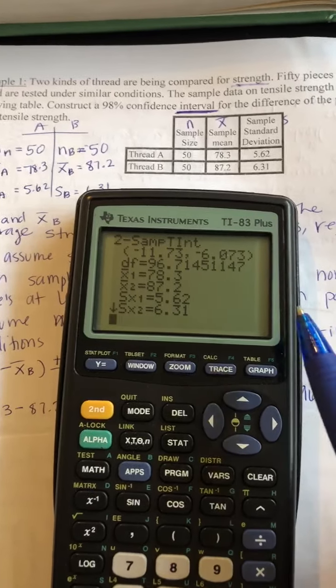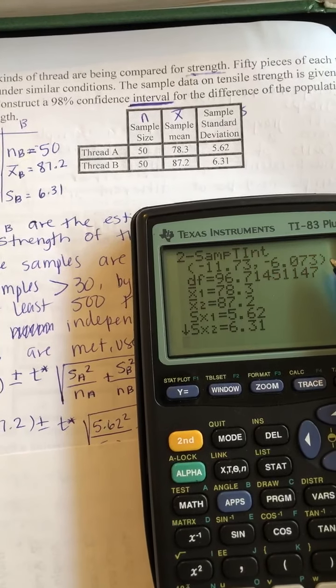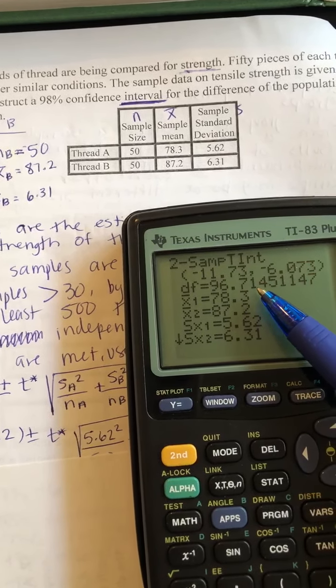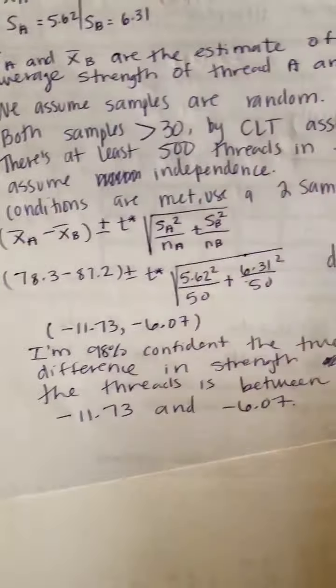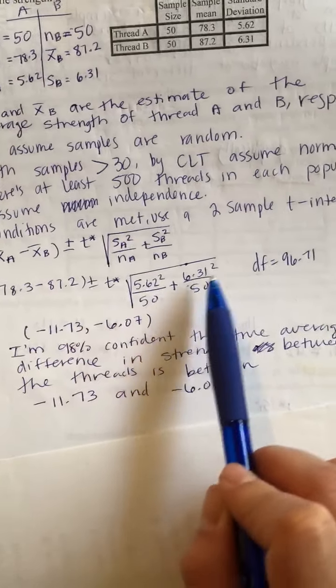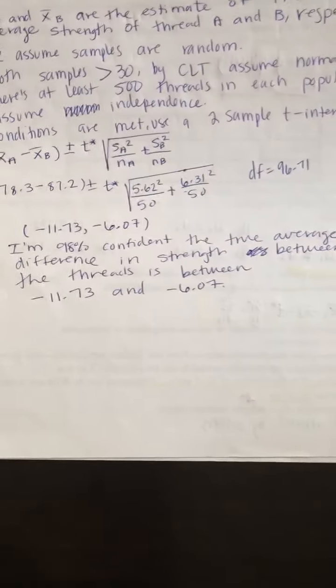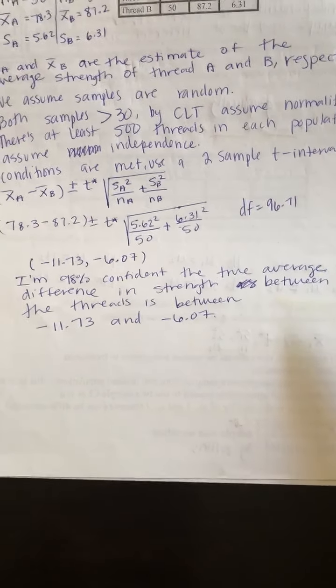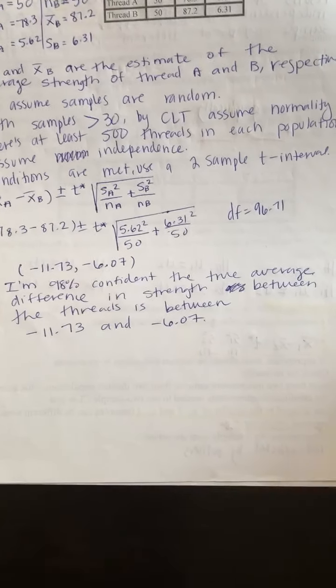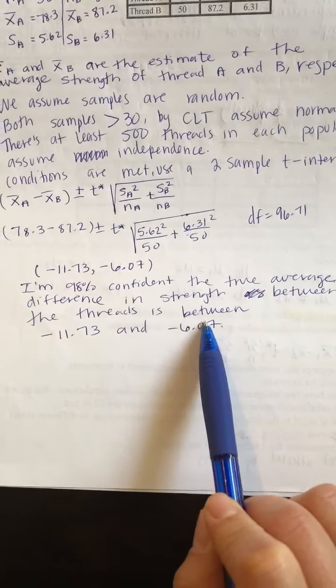So our interval is from negative 11.73 to negative 6.07, and then degrees of freedom 96.71. So you're gonna write that. You don't have to show what this equals. You don't have to show all the work. Just write what it gives you, the degrees of freedom. And then the sentence is gonna be similar to what you did before. So you say, I am 98% confident that the average difference in strength between thread A and B is between negative 11.73 and negative 6.07.